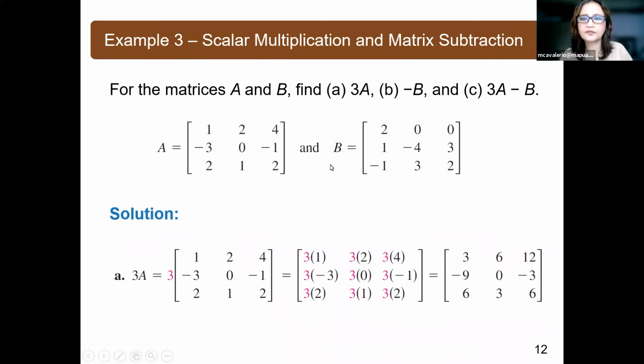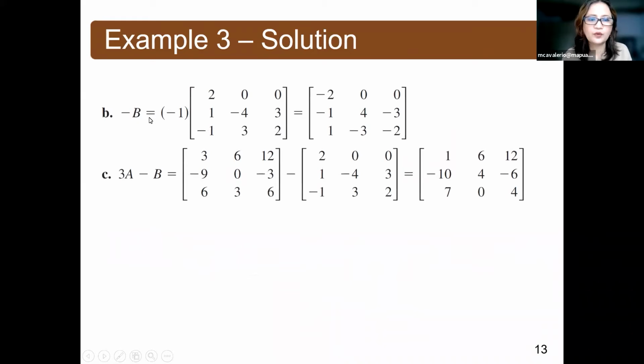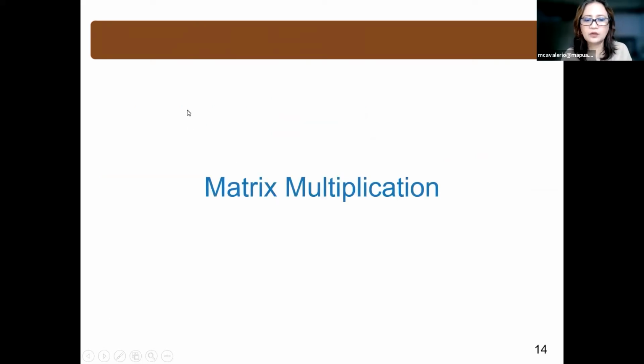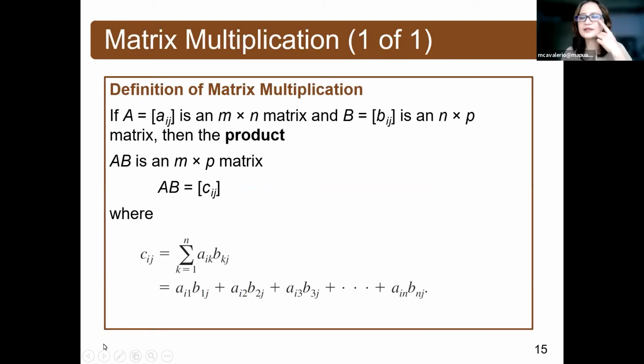What about for B? So we only need to find the negative of B. So just apply the opposite sign of the given entries. So we can have here negative 1 times B. So we simply apply the negative of everything. And for 3A minus B, since both are of the same size, then we can perform the addition element-wise.